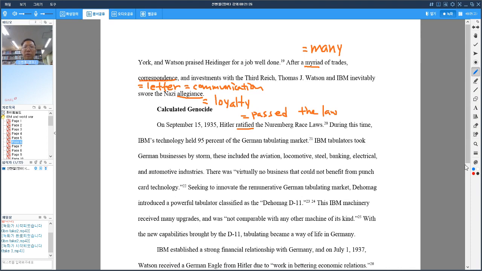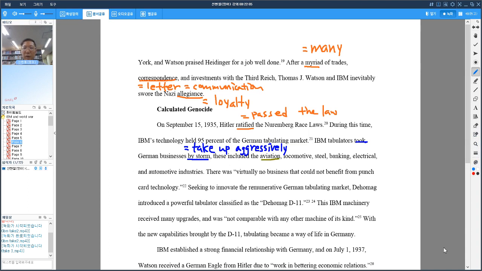And IBM tabulators took German business by storm. These included aviation, locomotive, steel, banking, electrical, and automotive industries. So IBM's computing technology took the German market by storm. They took up the German market really aggressively. For instance, IBM technology took up aviation.